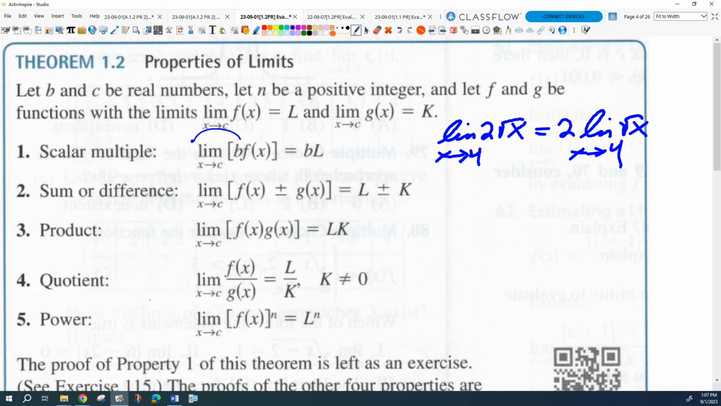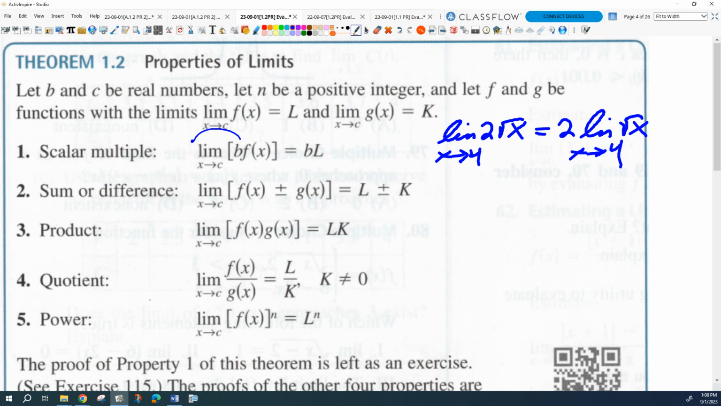Okay? What about a sum or difference? If I have the limit of f of x plus or minus g of x, the limit of that whole thing, well, I can just treat those as individual limits. I can take the limits one step at a time. I could make that the limit of f of x, which is L, plus or minus the limit of g of x. Okay? So that's a sum or difference property.